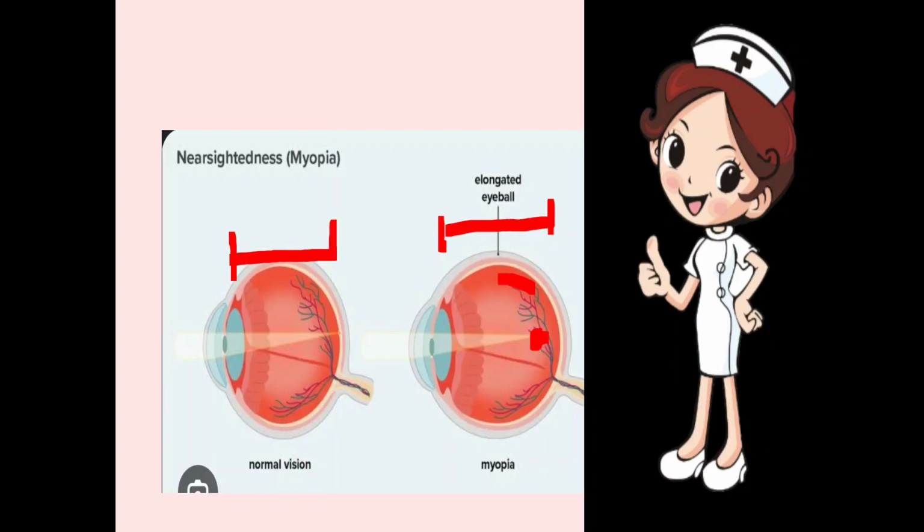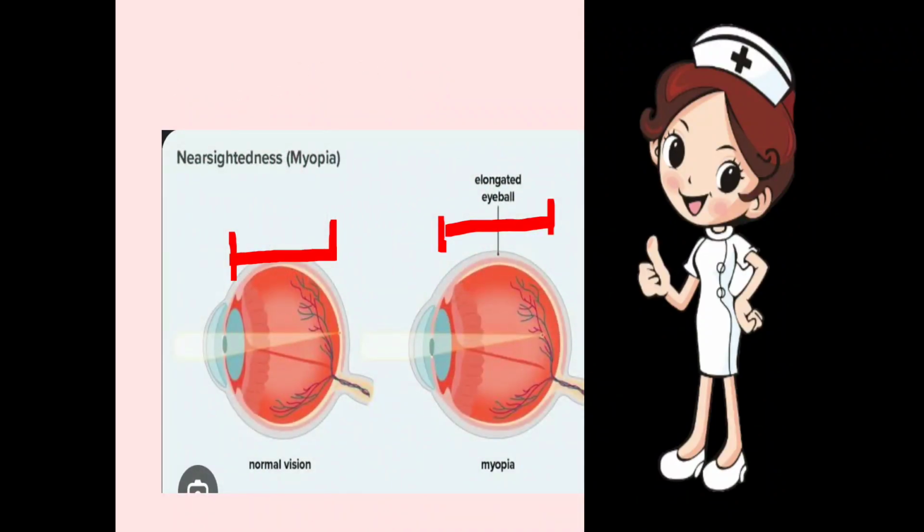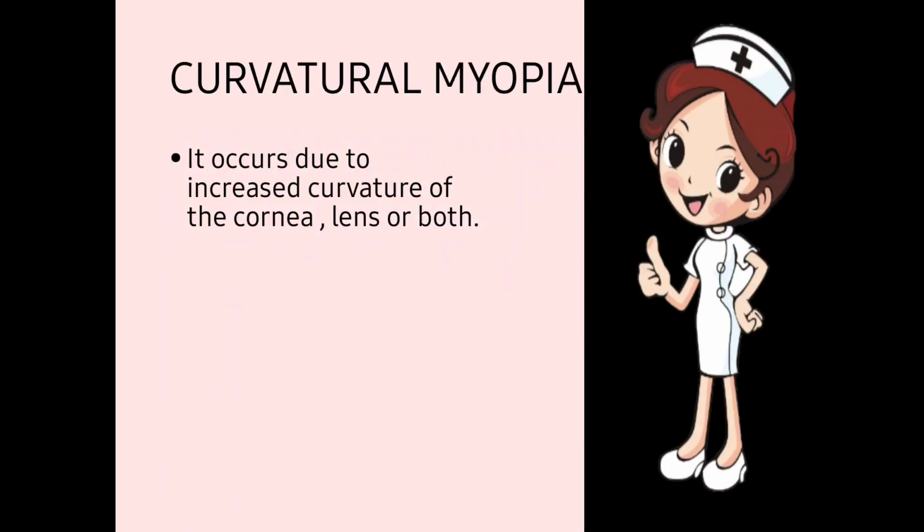Due to its elongation, the retina lies further back than the point where the image is formed. So the image is not formed on the retina because the retina is somewhere back. This is known as axial myopia and it is one of the commonest forms. Due to the increase in the length of the eyeball, the rays of light cannot focus on the retina. This is axial myopia.